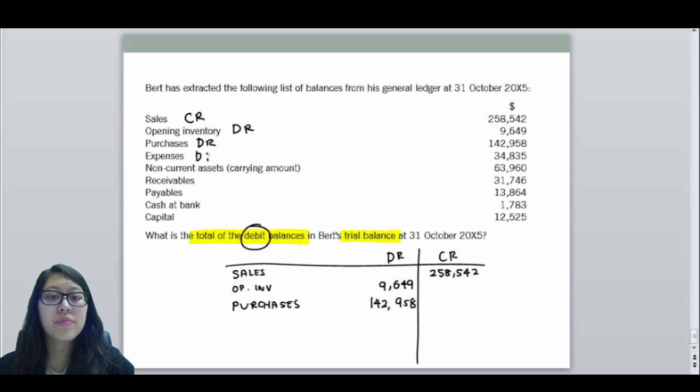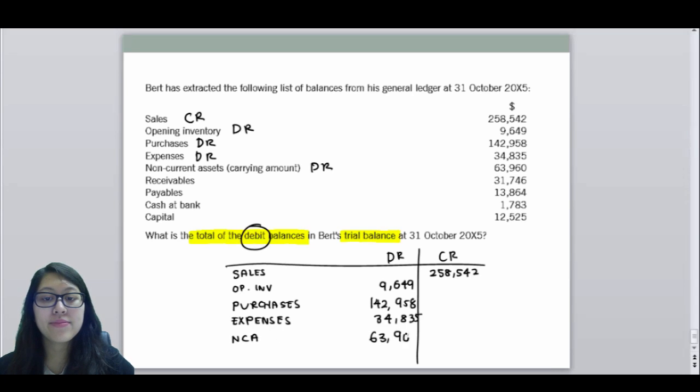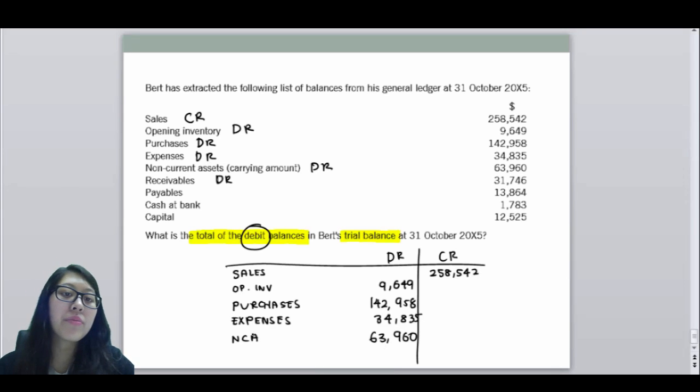Expenses are debits. So I'm going to list down expenses, $34,835. Non-current assets are obviously assets, so they're also going to be a debit figure. So I'm going to list non-current assets, $63,960. Receivables are also debits because we own them. So receivables are $31,746.